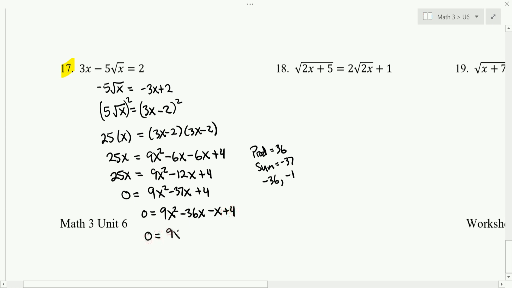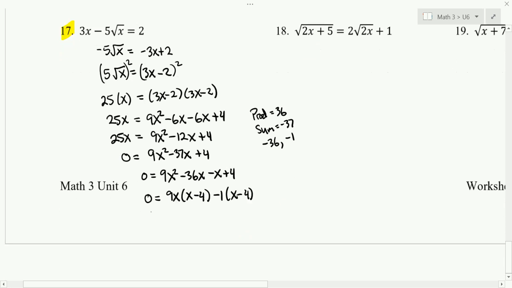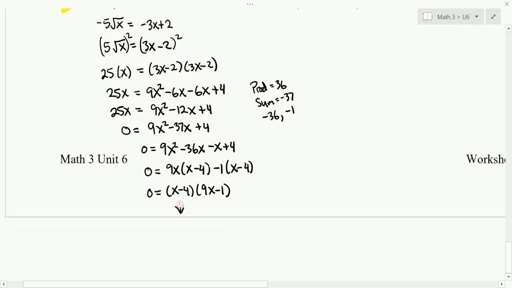We could factor 9x out of the first half and factor negative 1 out of the second half. And then both terms have the x minus 4 that we can factor out. And now it's fully factored. Then we set each factor equal to 0 and solve for x. And the first one we get x equals 4. The second one we get x equals 1 over 9.